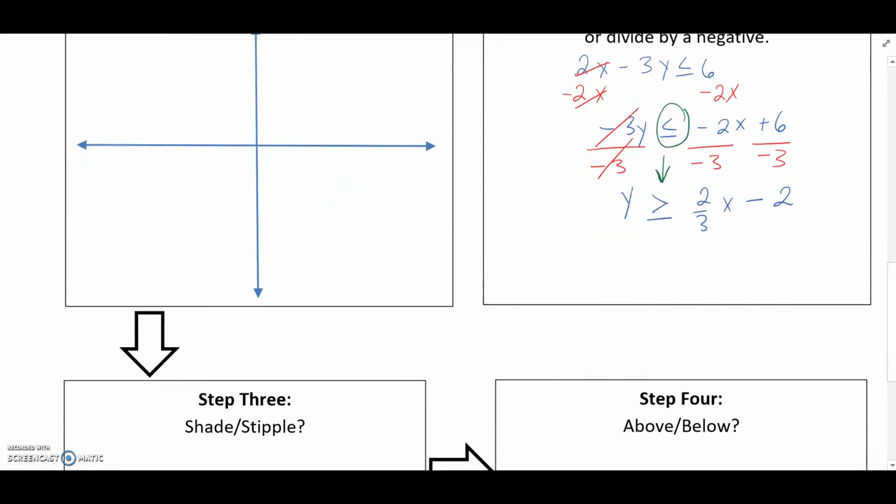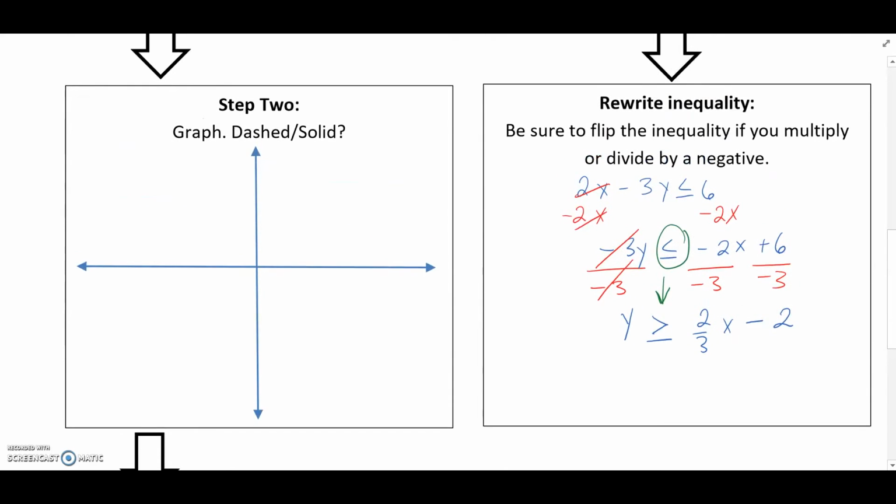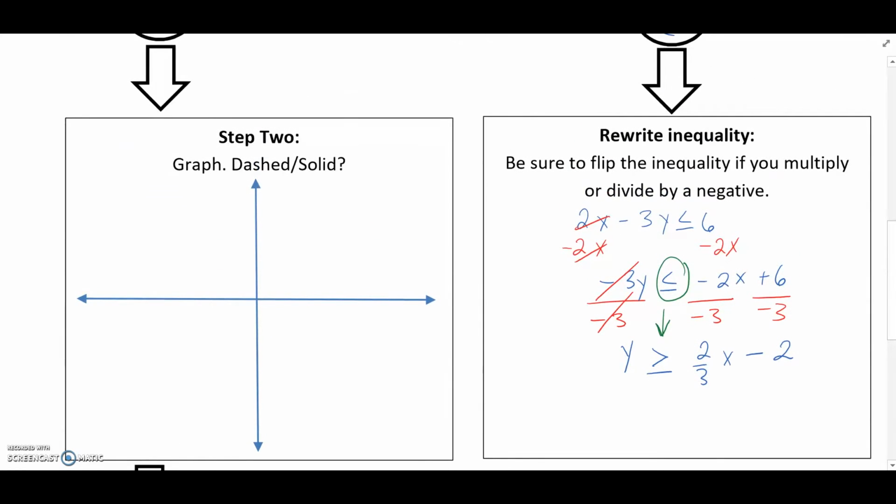So if we go down here, sorry, that's the next part. So dashed or solid. So let's write in our notes up here. If I have less than or greater than, that would be a dashed line. If I have less than or equal to, greater than or equal to, that would be a solid line on my graph. Okay, so let's draw our line in there.